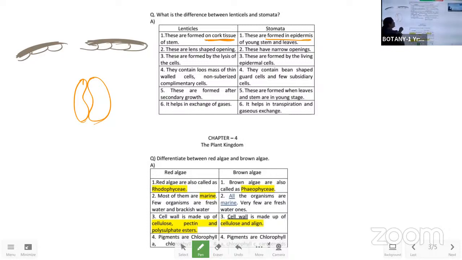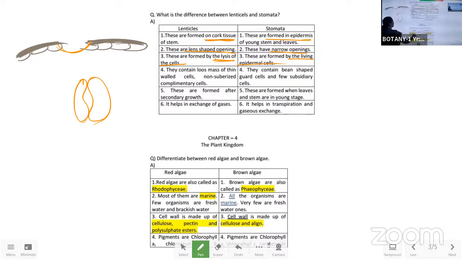So here the stomata is having a narrow opening, whereas the lenticels are having a broad opening and the lens shaped opening like this. Lens shaped opening is present for the lenticels. Okay, and these are formed by the lysis. Lysis means the death of the cells, lysis of the epidermal cells. Okay, and the stomatal apparatus are formed by the living epidermal cells.